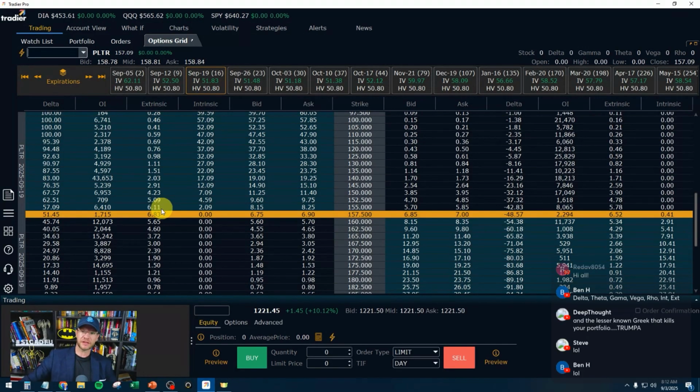So if we look at this, extrinsic value peaks. See, the price goes up and up and up, peaks right at the money, and goes down and down and down.